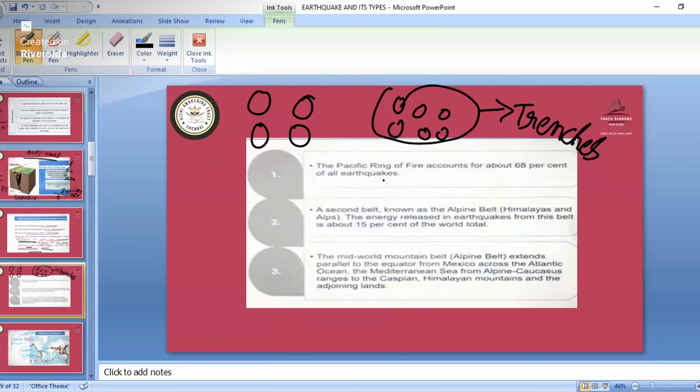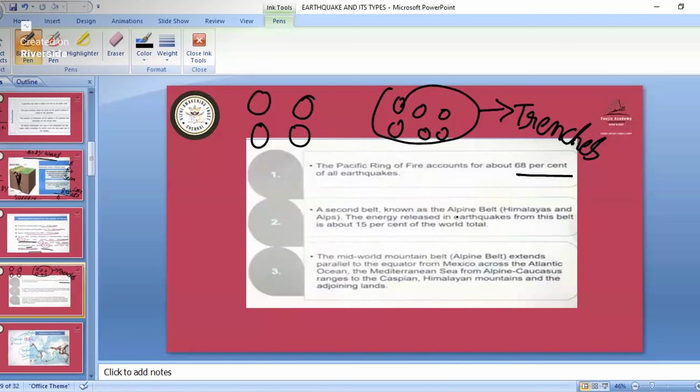In the Pacific Ocean we have a lot of minor and major plates. Because of that, there are daily earthquakes in that particular place, and also volcanoes. So the Pacific Ring of Fire is formed. The Pacific Ring of Fire accounts for about 68% of all the earthquakes on the earth.